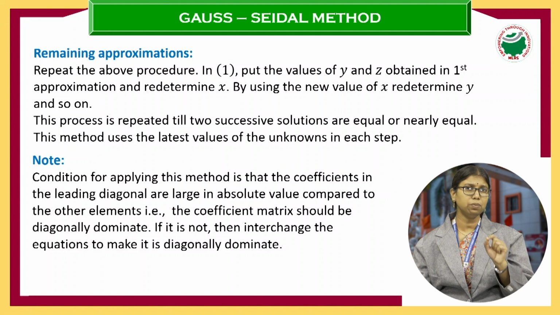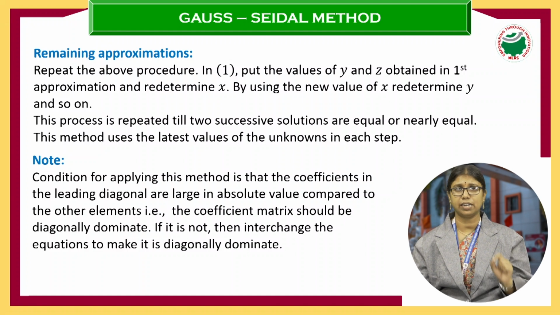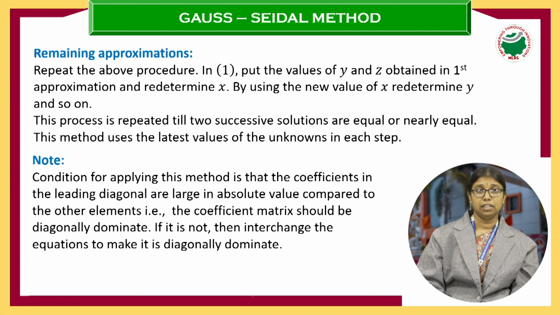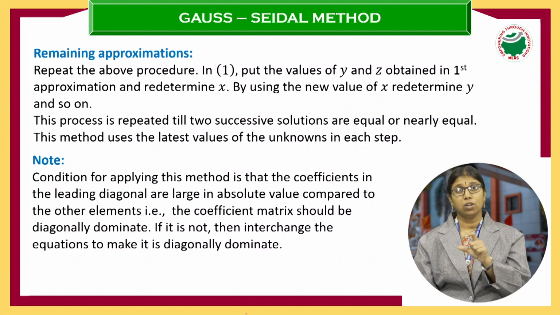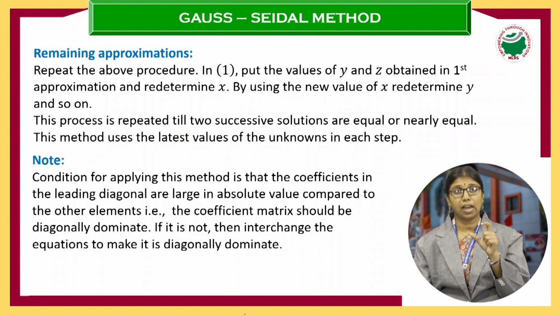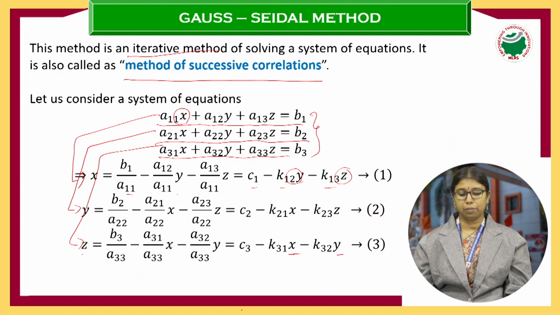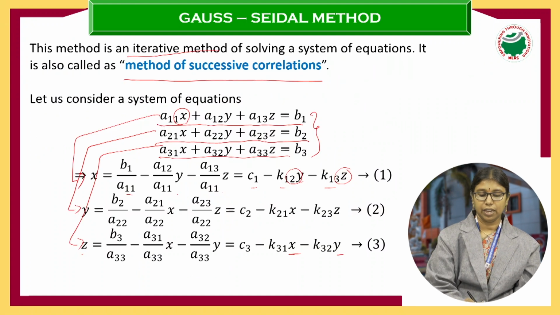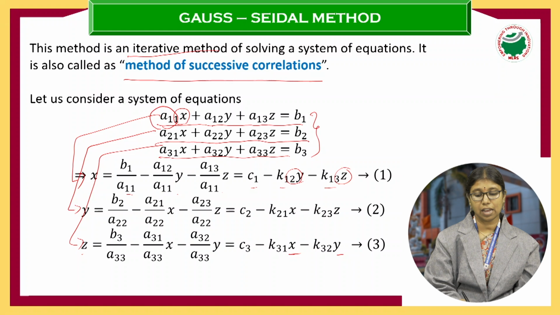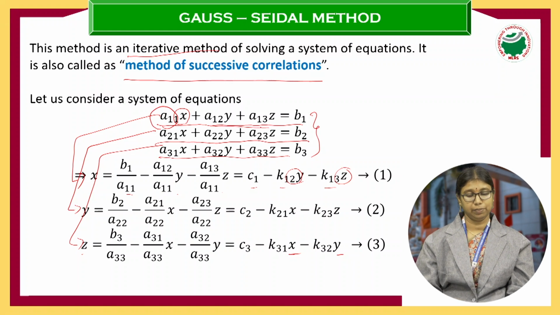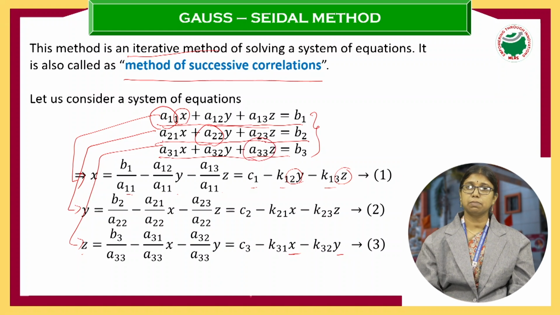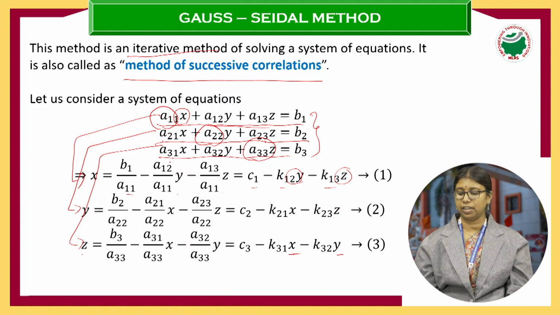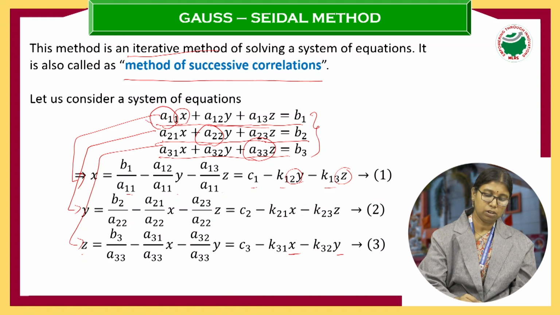But here, we have one restriction to apply the Gauss-Seidel method. The restriction is that the given set of equations must be diagonally dominant. Diagonally dominant means in these equations, a11 must be greater than the absolute values of a12 and a13. Similarly, a22 must be greater than the absolute values of a21 and a23. And a33 must be greater than the absolute values of a31 and a32. See all these diagonal values.